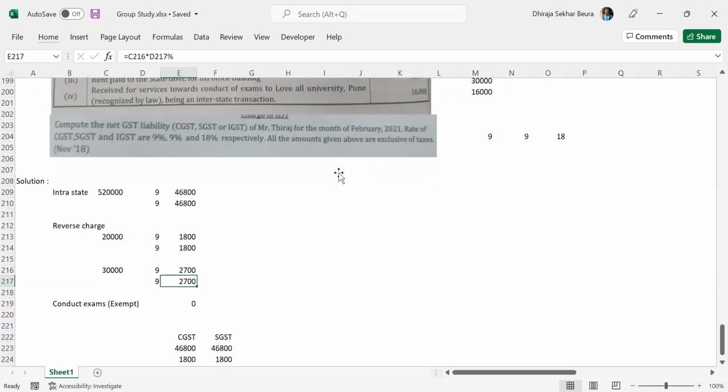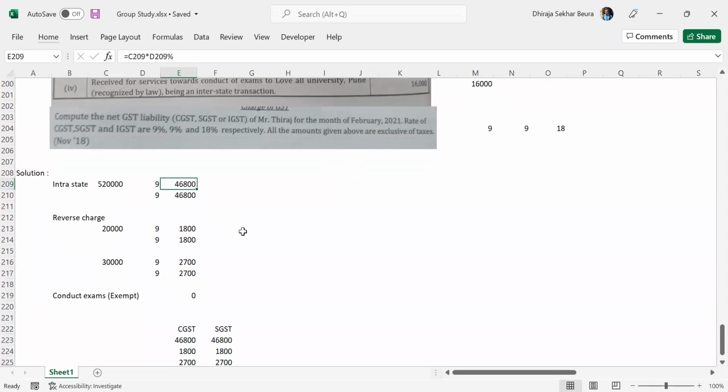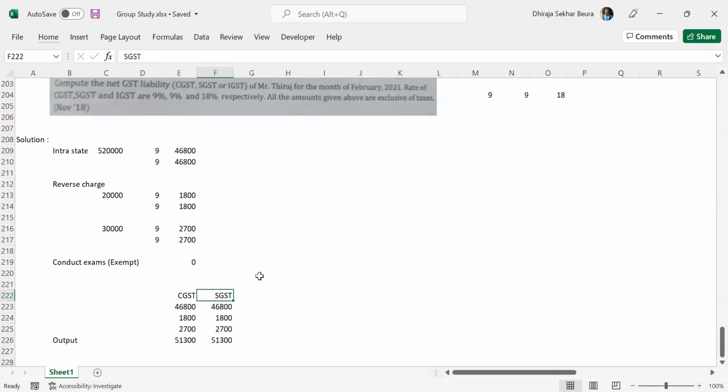So as of now, what we have concluded is intrastate 46,800 CGST, reverse charge 1,800 CGST, 2,700 CGST, and the same exact numbers for SGST also. Agreed? The total comes to 51,300, 51,300. Now tell me, what will be the net amount? The question asks to compute the net GST liability. How much will it be? Can you tell me? Is it 51,300?